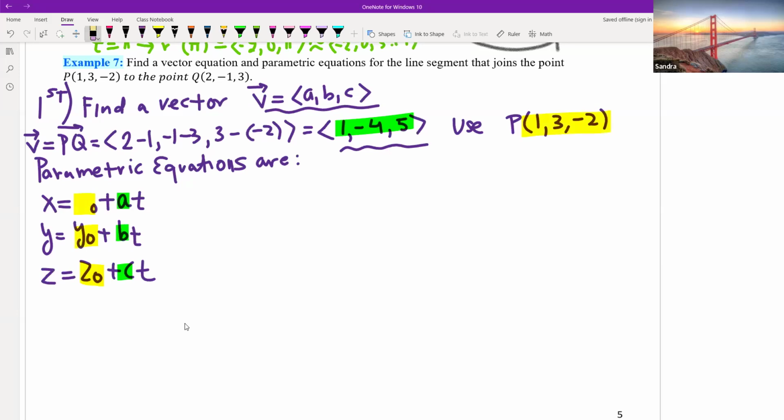Okay, so I no longer need this, and I no longer need those either. So that would be 1, because that would be the first point, 1. This would be 3. This would be -2, and they're coming from the point. And then the vector numbers are those. This would be 1t. Then this will change into a -4, 4t, and then a 5t. And so then that's it. That would be my answer for the parametric equations.